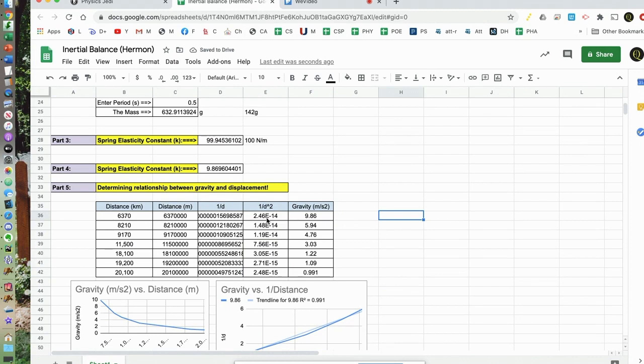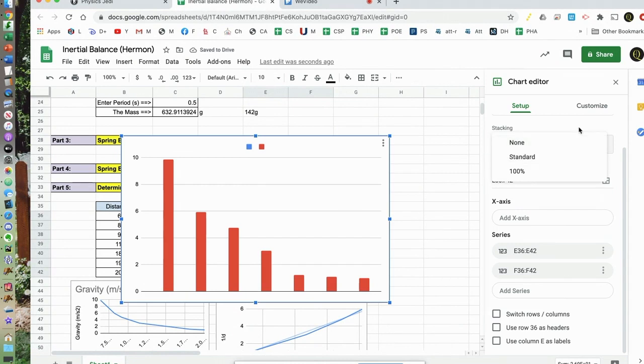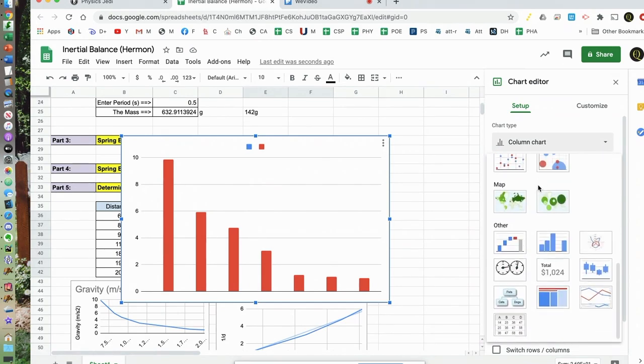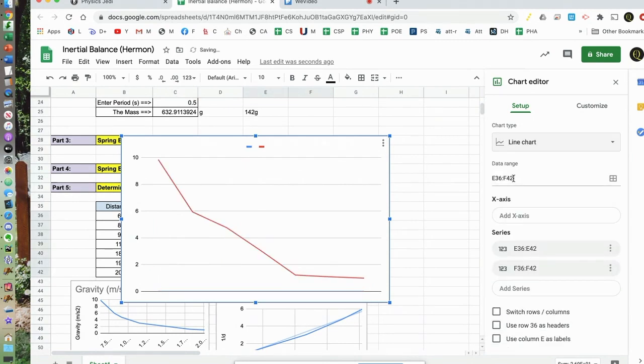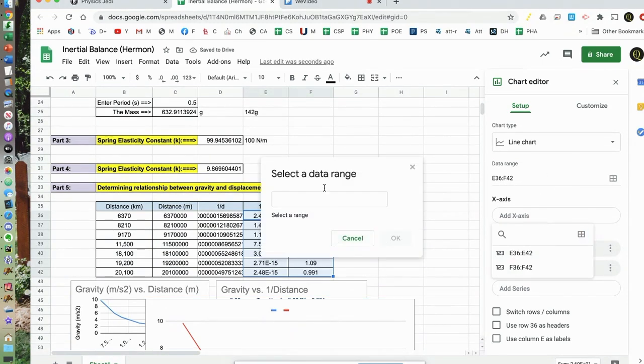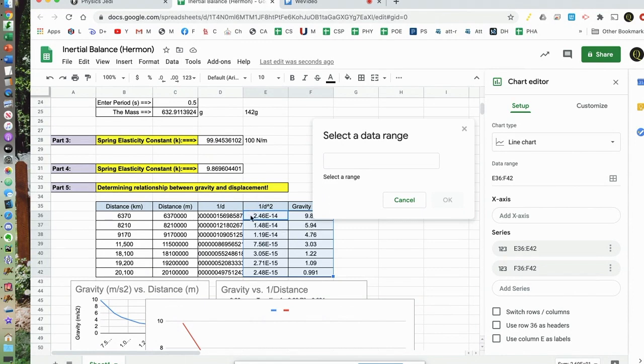Okay, so now what I want to do is I want to graph this distance versus this gravity. So I just highlight both those columns, insert a chart. We want setup. We want a line chart. We'll go there. And of course, this is messed up again still. So what do we want for our x-axis? We want, for our x-axis, we want this.